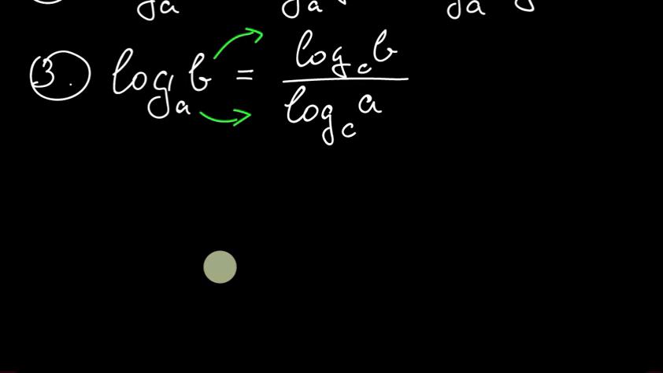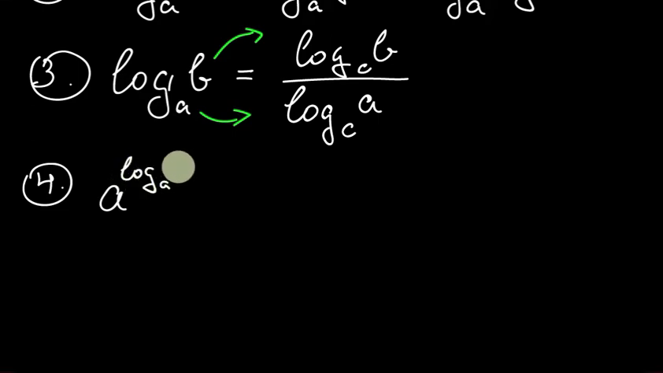Okay, the next property. Let's say we have a raised to log base a of b. Now, this is equal to b. Okay, if base of log is equal to base of our number, it's equal to simply the number in the logarithm. Okay, let's move to the next property.